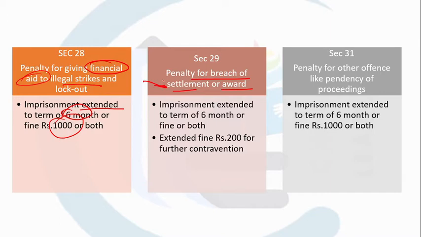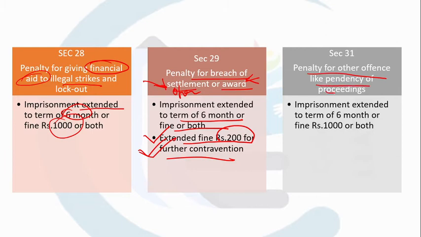The settlement has arisen, the award has arisen. You are supposed to make it in operation and you have to act in that way. But you are not acting on it, you are breaking it. Imprisonment extended to the term of 6 months or fine or both. Extended fine of 200 rupees further. Once you have done it, again continuously you are doing it, so further contravention. Penalty for other offences like pendency of the proceeding.